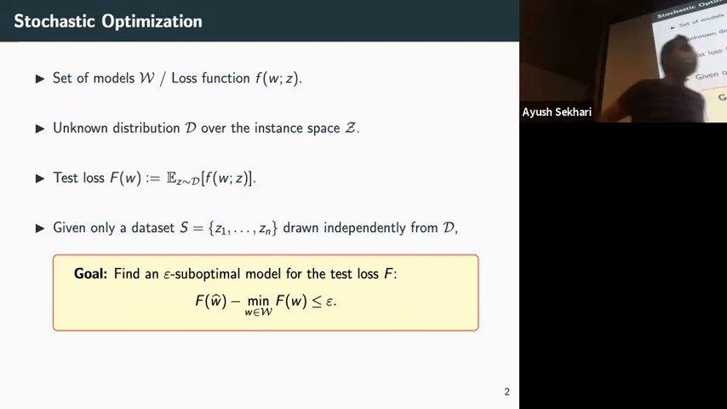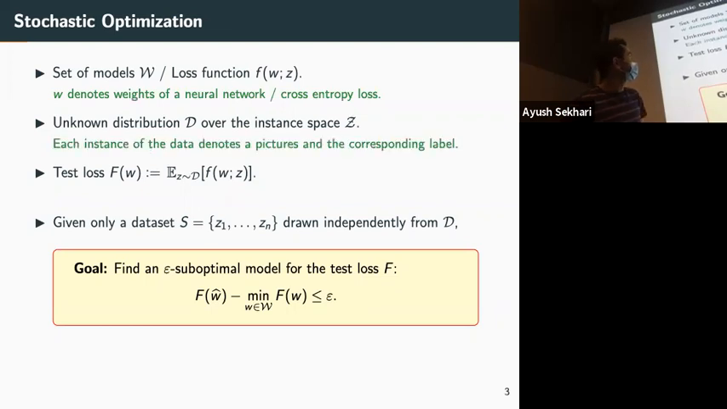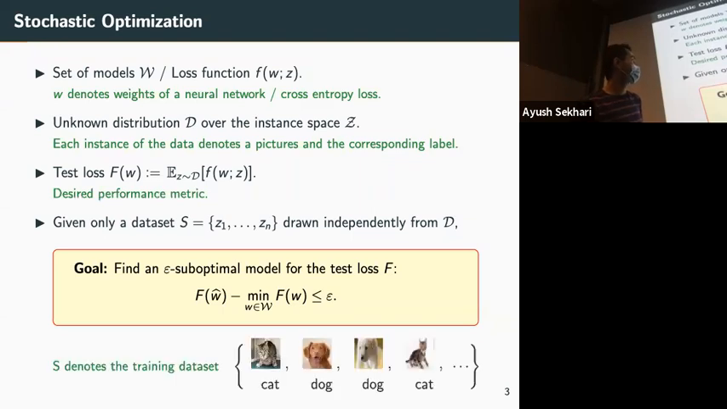What does capital Z mean there, and S? Instance space. Yeah, so let me give an example and then I can answer that question. Consider the example of image classification where you want to classify pictures of cats and dogs. So here the set of models could be neural networks. W can denote the weights of a neural network and the loss can be cross entropy loss. There's an unknown distribution over the pair of pictures and the corresponding label. And the space of all possible pairs of pictures and corresponding labels is the data space Z here. The test loss is what we want to perform well under. And a training data set is a collection of some pictures of cats and dogs.